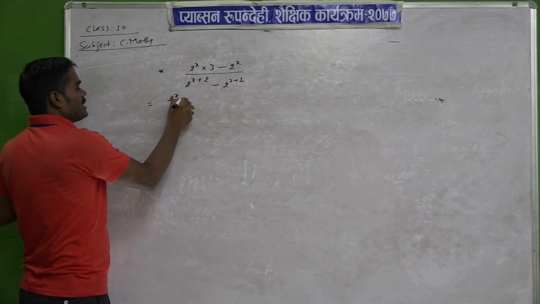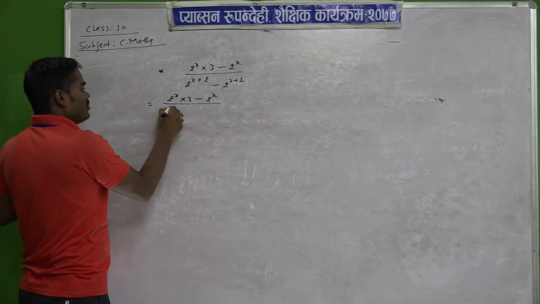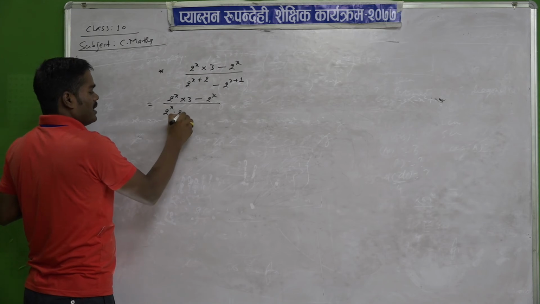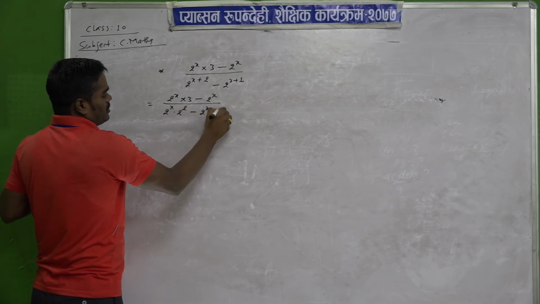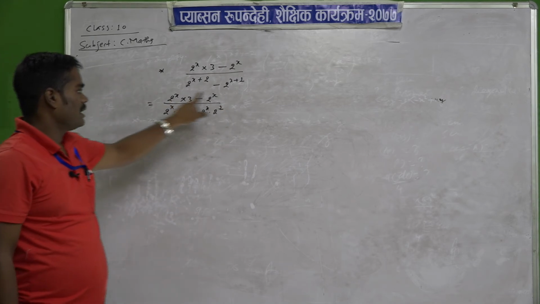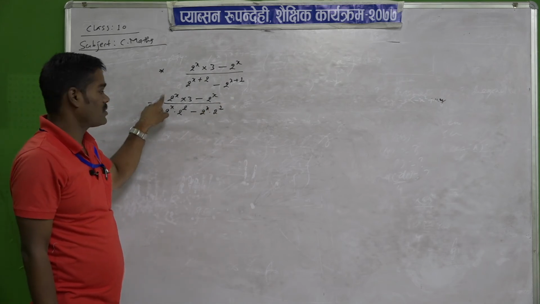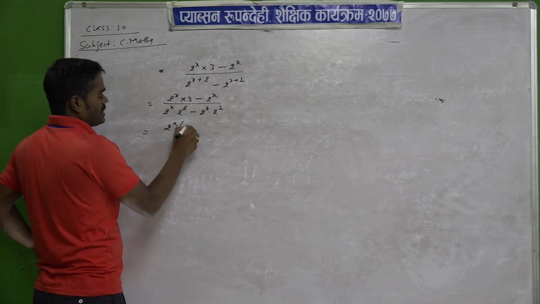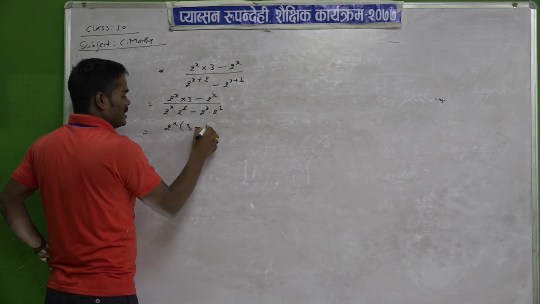So 2 power x into 3 minus 2 power x, here 2 power x plus 2 is here, so you can write 2 power x into 2 power 2 minus 2 power x into 2 power 1. So are you watching? In numerator what is common? 2 power x here is also, 2 power x here is also. So take 2 power x as common. What is left here? In first term 3, in second term 1 is there, yes, 1.